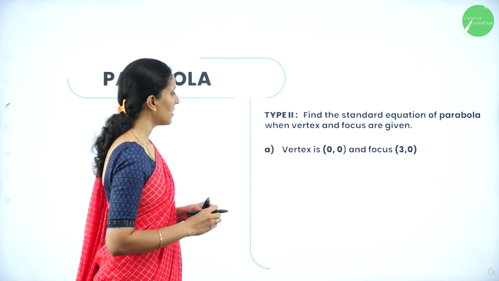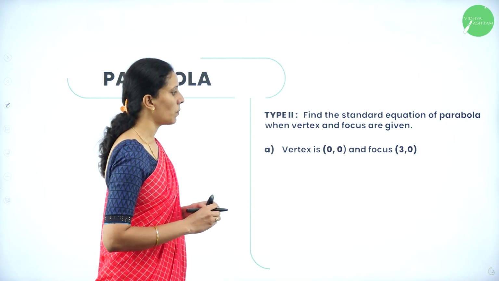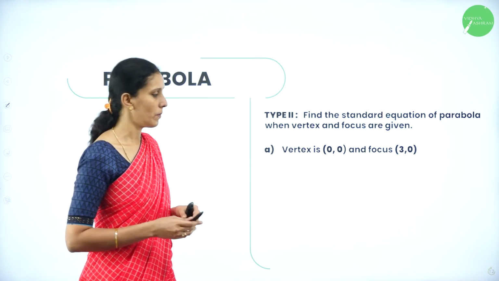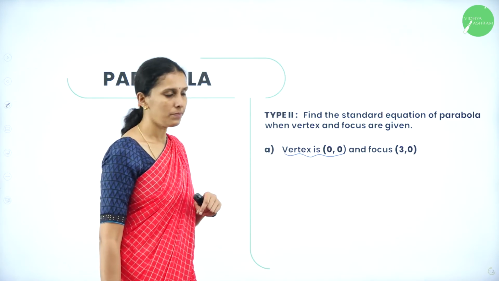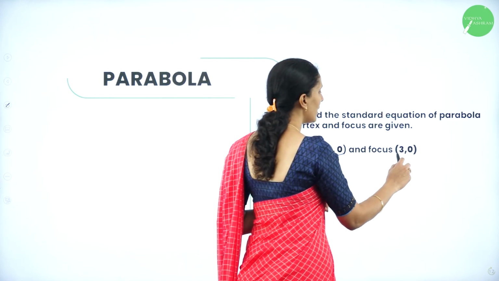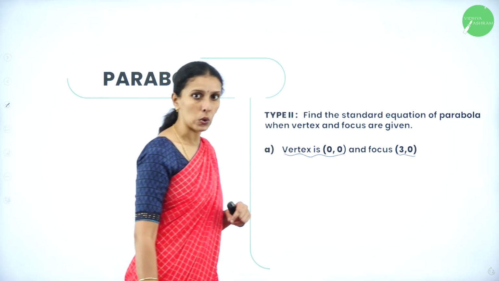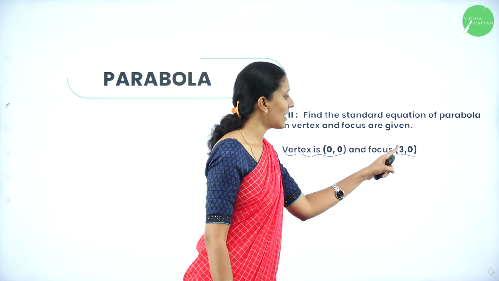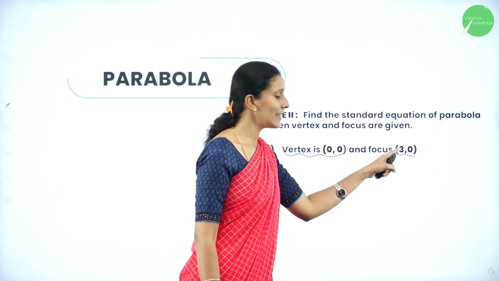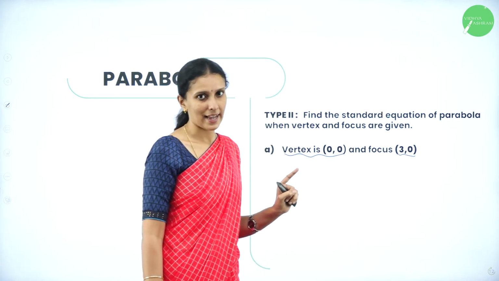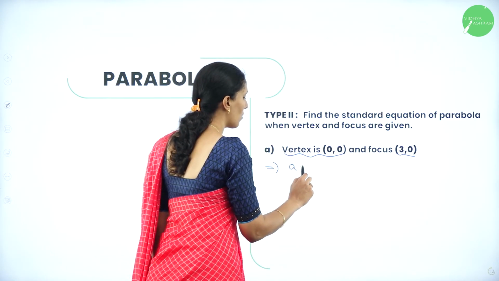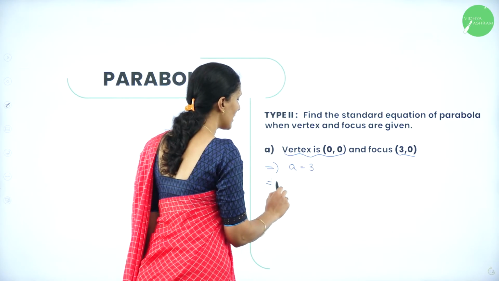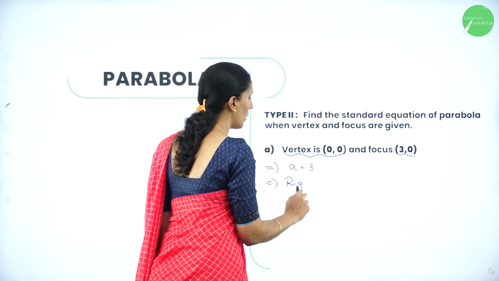So, let's see the first question. Vertex is 0, 0, focus is 3, 0. So, vertex is always, as I said, the origin. Focus given here is 3, 0. That means the focus lies on the x-axis and it is on the positive side of the x-axis. So, therefore, this implies a is equal to 3, which implies a right-handed parabola.